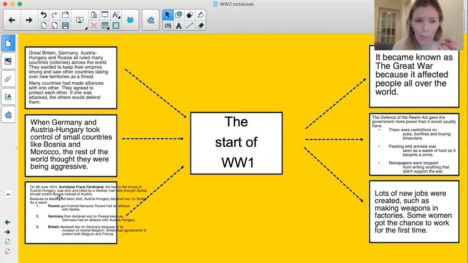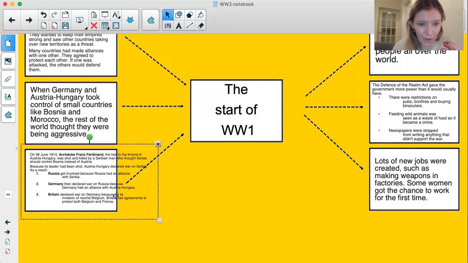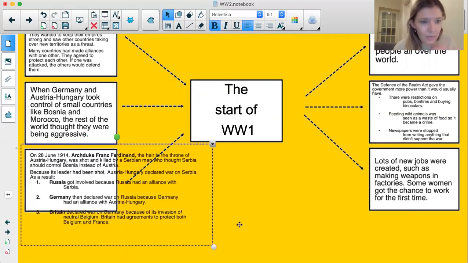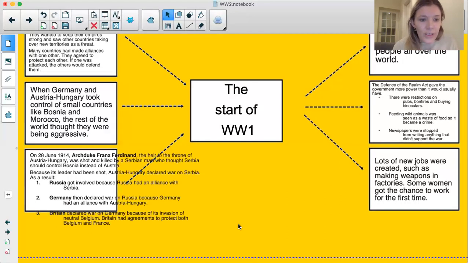This is a kind of bulky one. I'll make it a little bit bigger for you guys to read alongside me. So on 28th of June 1914, Archduke Franz Ferdinand, the heir to the throne of Austria-Hungary, so he was going to be the very next person in line, very important, he was shot and killed by a Serbian man, and this Serbian man thought Serbia should be controlled by Bosnia instead of Austria. Because of this, because of its leader being shot, Austria-Hungary declared war on Serbia.